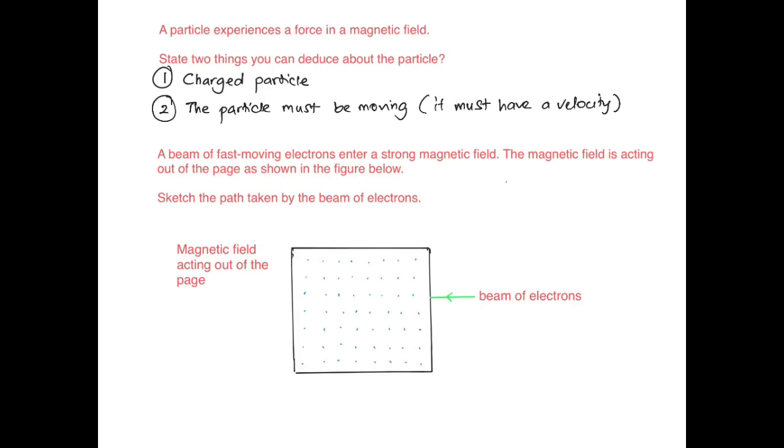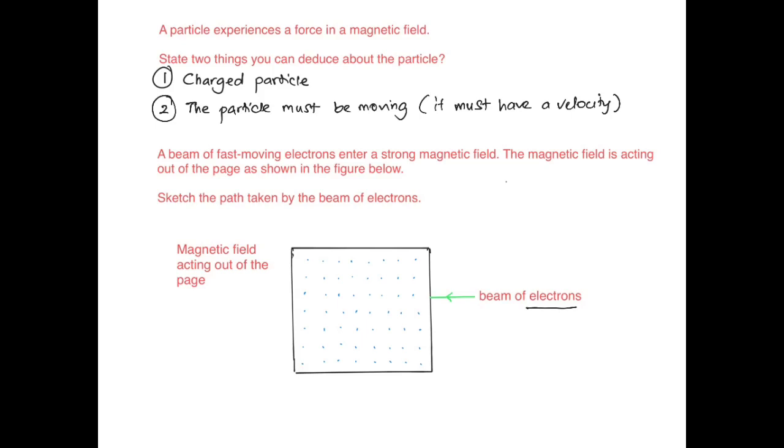Now, the next one is we have a fast beam of electrons entering a strong magnetic field, and the magnetic field is acting out of the page as shown. As you can see, the blue dotted lines indicate magnetic field which is coming out of the plane of the page. And we have a beam of electrons entering from this side, and of course the magnetic field is acting out of the page as shown by the dotted lines.